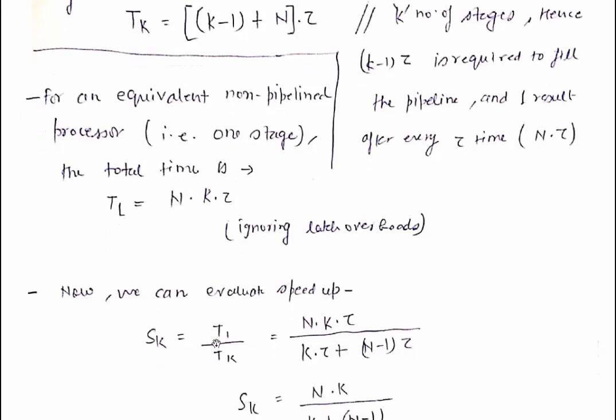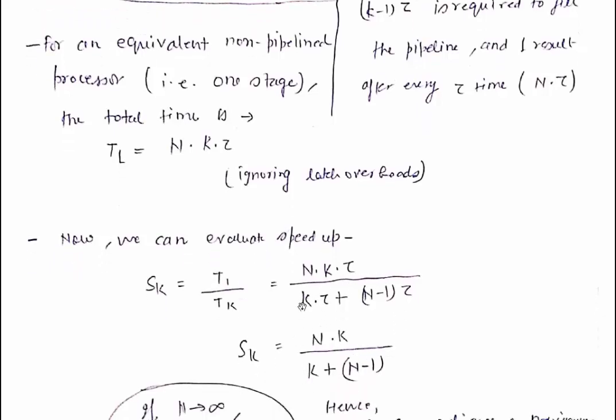That is, Sk is equal to T1 divided by Tk. T1 is your non-pipelined time. For an equivalent non-pipelined processor, I have already told you it would be n times the stage delay, so here it is n tau, and since there are k stages, it would be n into k into tau divided by k into tau plus n minus 1 into tau. We have just expanded this expression, that is n into tau plus k into tau minus tau, so we have represented it in another way.